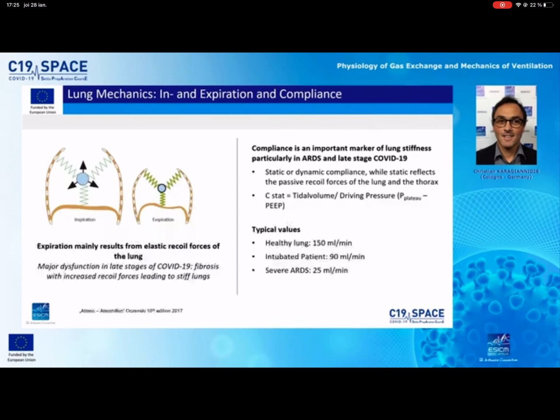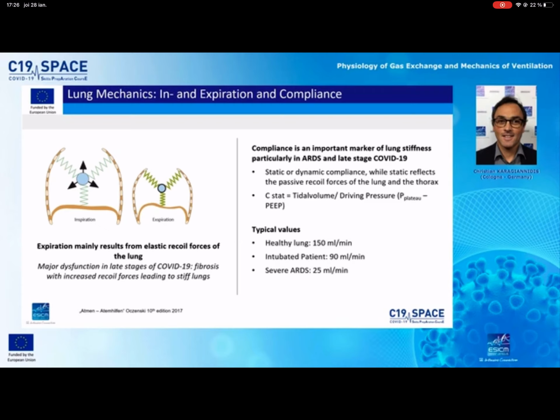In contrast to inspiration, expiration is usually a result of the elastic recoil forces of the lung and the thorax, and is usually not done actively. You see that from time to time in patients with COVID, particularly in later stages of the disease, who try to breathe out and use their expiratory muscles, because in the late stages of the disease, it might be that COVID-19 patients get a fibrotic lung, which increases the recoil forces of the lung and leads to a more stiff lung.